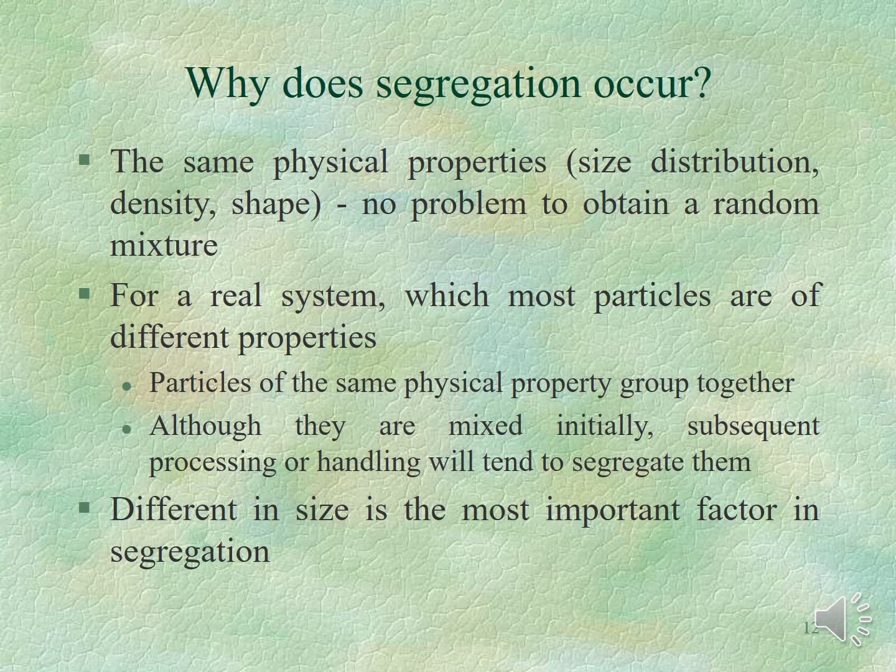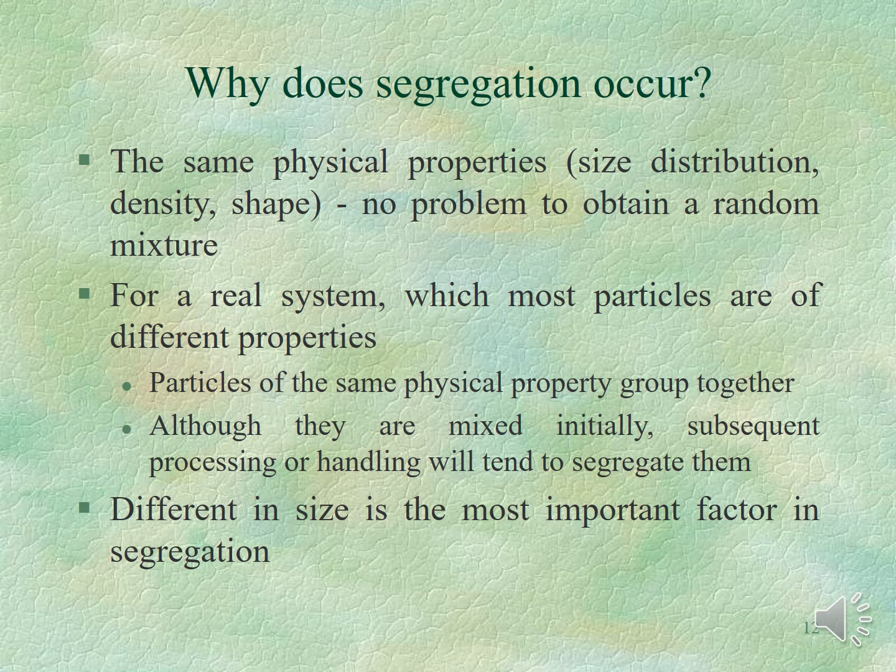So why does segregation happen? Segregation happens because of different physical properties of powders. If I'm mixing two powders together, and these two powders have the same size, same density and shape, I should have no problem achieving a random mixture. It should be all right. But in the real world, we know that no one is mixing powders of exactly the same properties. There will be some kind of difference in properties for powder mixing.